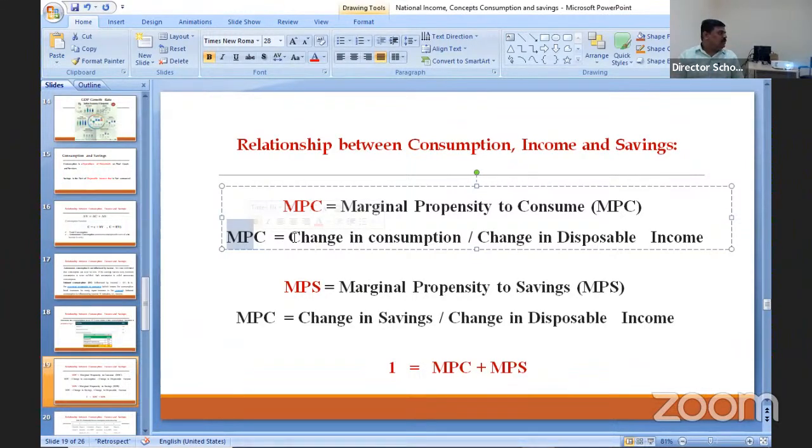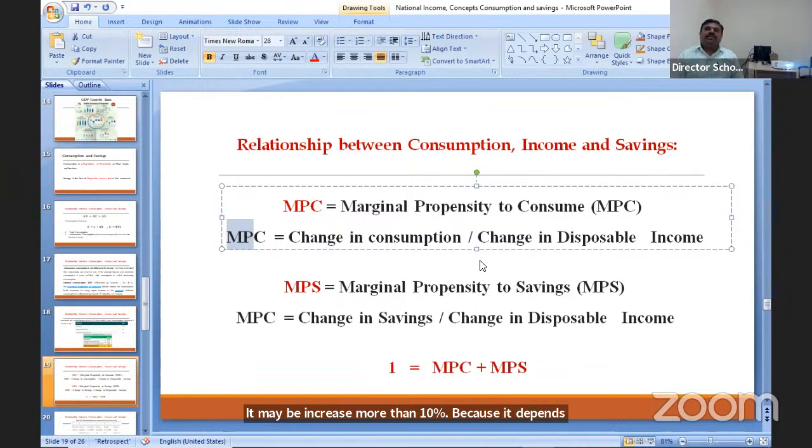I'm not assuring you that if the disposable income is increased by 10%, then the consumption will increase by 5% or 10%. It may increase more than 10% because it depends upon the habits of the person.